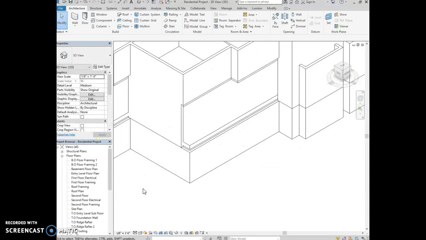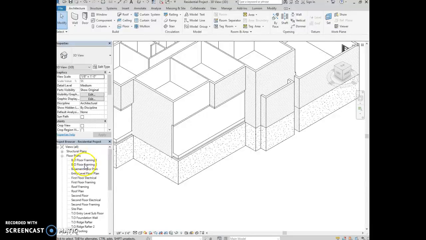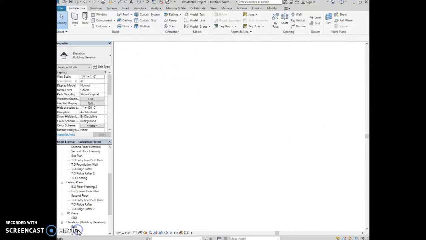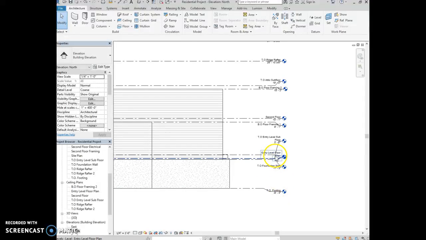The other thing I would recommend is if you don't need some of these views over here, you can go ahead and delete them so that it's a little less confusing for you. Also, if you take a look back at the quiz, I told you you didn't need all these levels. They're a little bit confusing, like BO, floor framing. You're not even really using that level. You're just using levels called floor plan, second floor, this top of footing, etc.